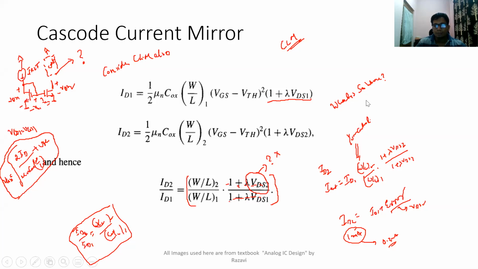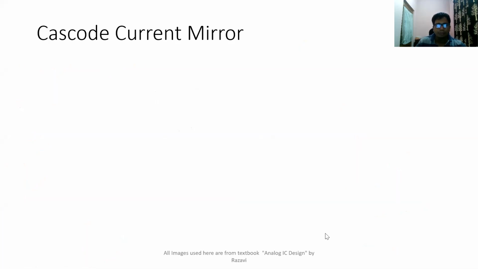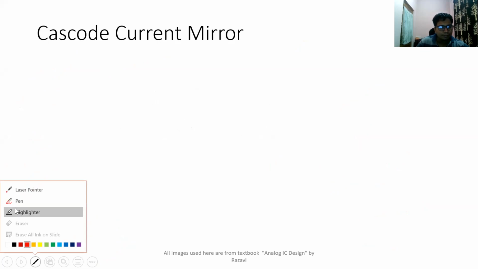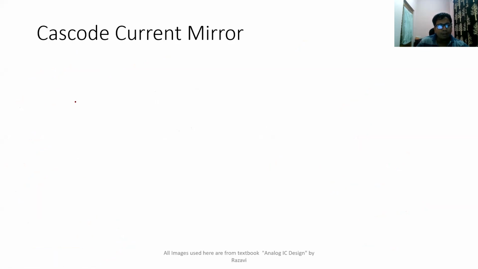So what is the solution? How can I get rid of this ratio? The solution to that is you use this circuit. You use cascode current mirrors. How will the cascode current mirror look like? The cascode current mirror will be like this.